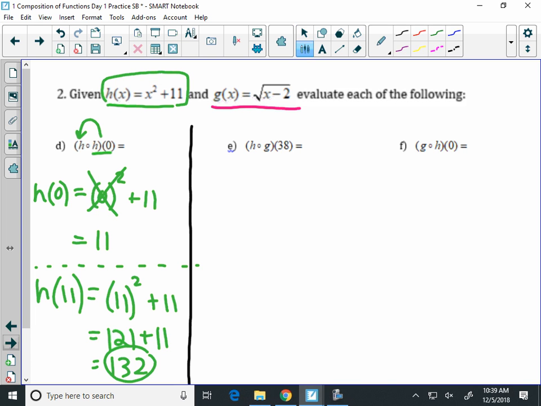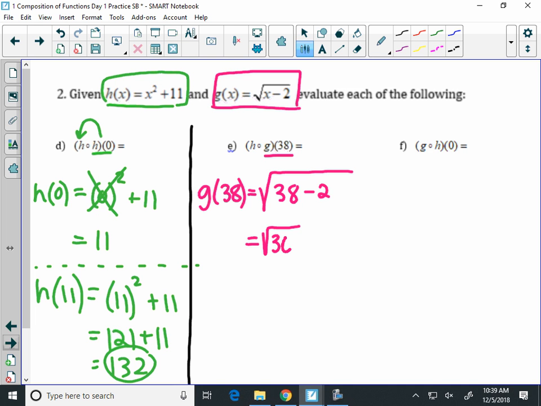All right, the next one here, h of g of 38. So this time the g is on the right. That is where I start. G of 38. So I'm going to put 38 in for x in this pink function of g. The square root of 38 minus 2. Well, 38 minus 2 is 36. So I have the square root of 36, which you should know is 6.